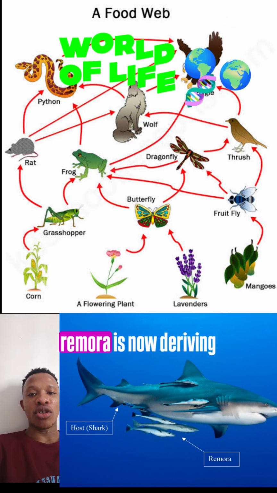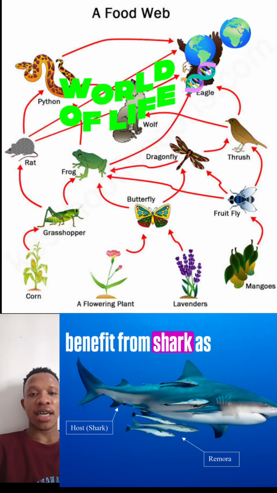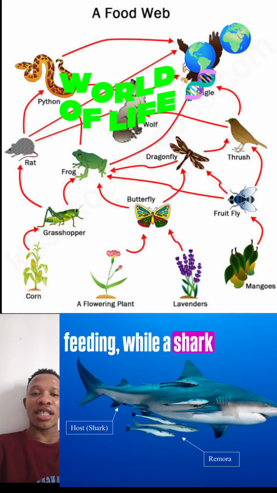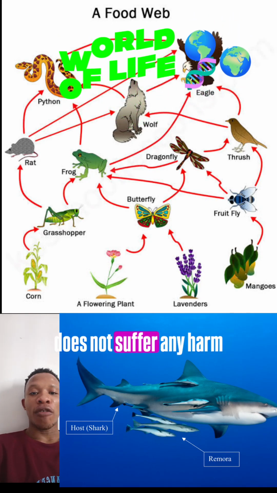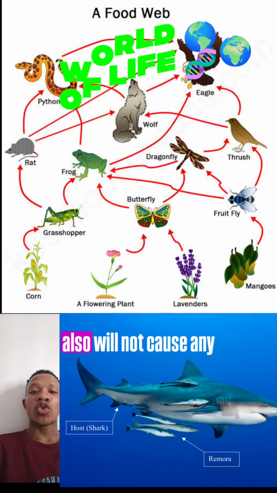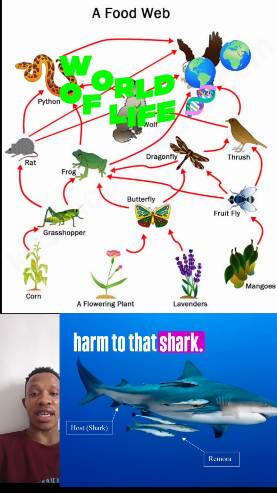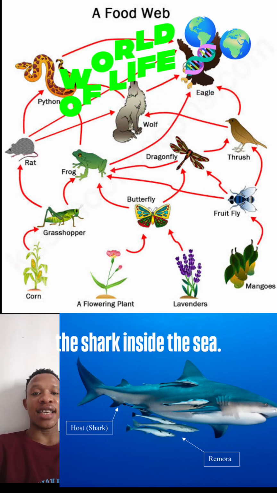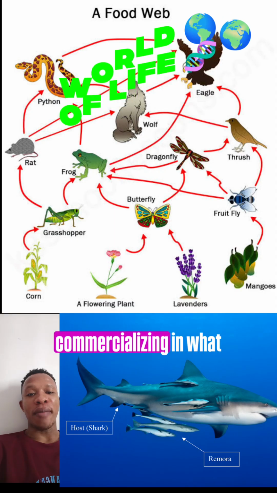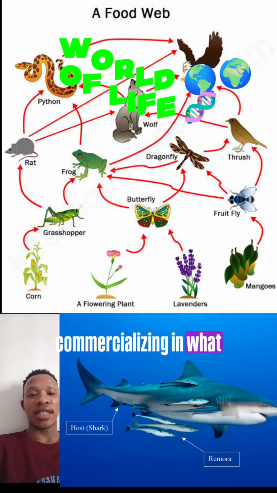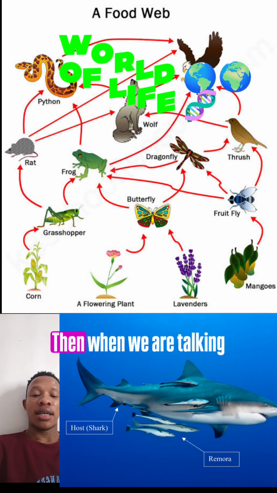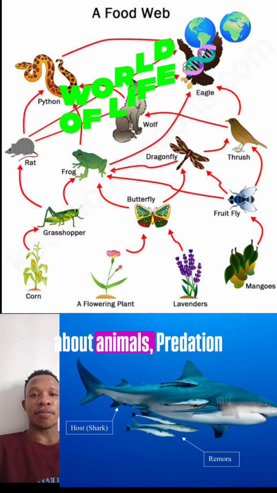Now the remora is deriving benefit from the shark as shelter, protection, and feeding, while the shark does not suffer any harm because the remora will not feed on the shark and also will not cause any harm to that shark. They are just following the shark inside the sea. That is what we call commensalism in the biotic environment.